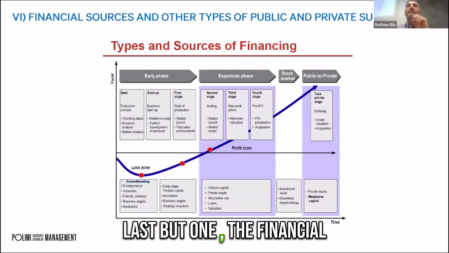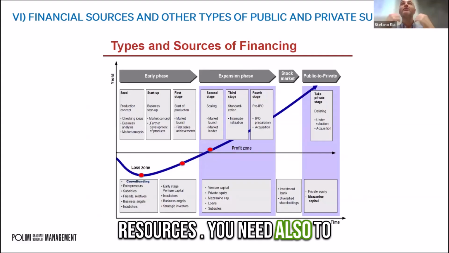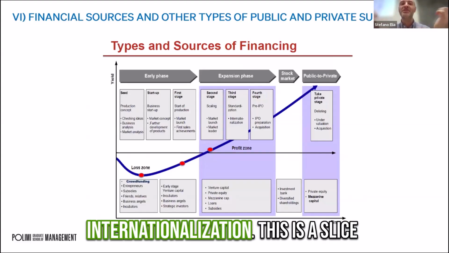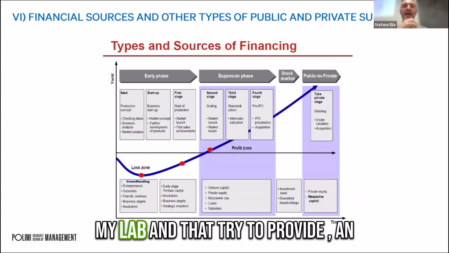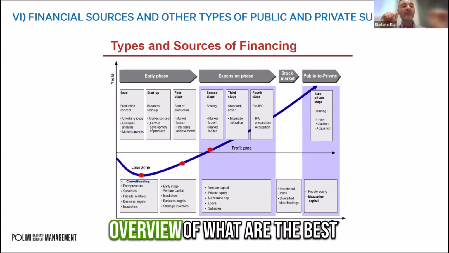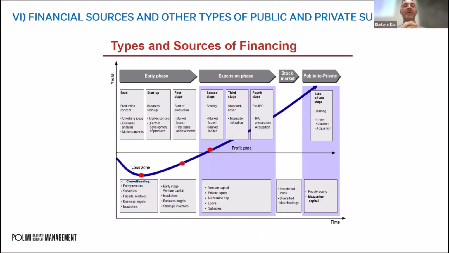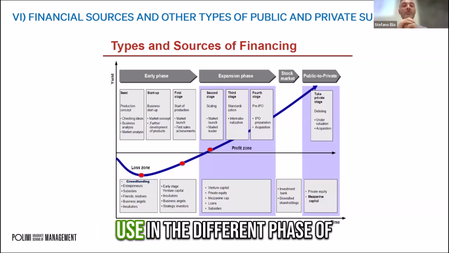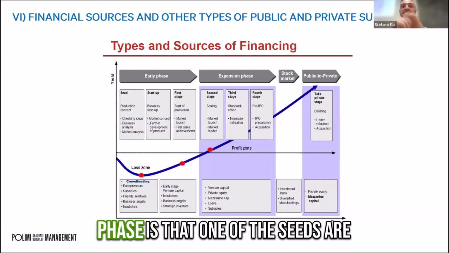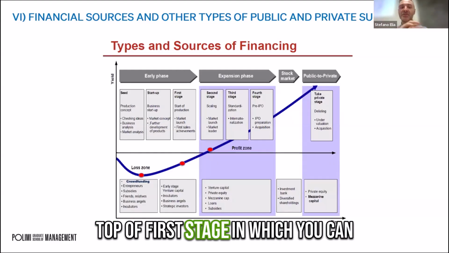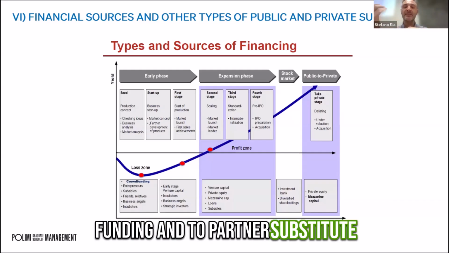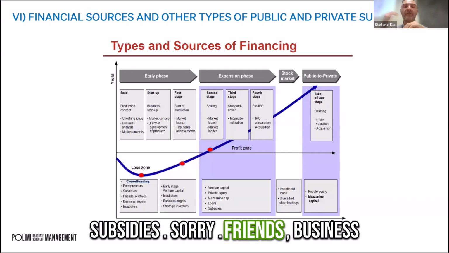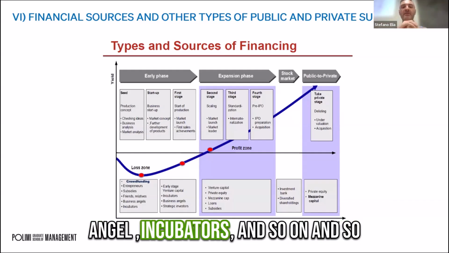Last but one, the financial resources you need also to understand how to support your internationalization. These slides come from a CFO who teaches in my lab, and they provide an overview of the best funding options you can use in the different phases of expansion. In particular, the early phase is that of the seed startup first stage, in which you can use different types of sources like crowdfunding, entrepreneur subsidies, friends, business angels, incubators, and so on.